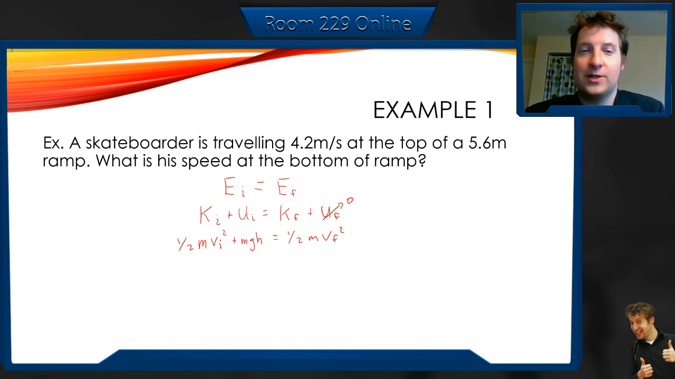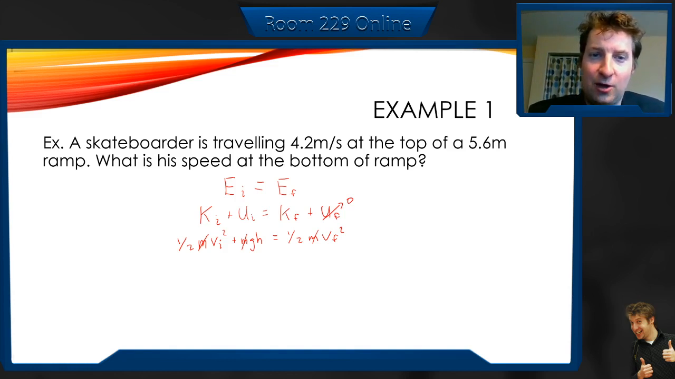And now what do we notice about the m's? I can factor an m and have another m here. So wonderfully, my m's cancel out. It's independent of mass. It doesn't care how much the skateboarder weighs. It doesn't matter in the question. They cancel out. That's beautiful.